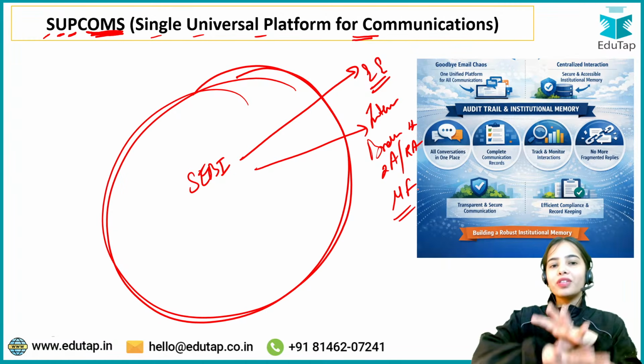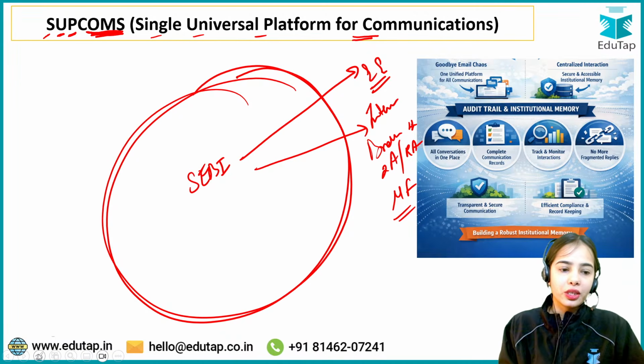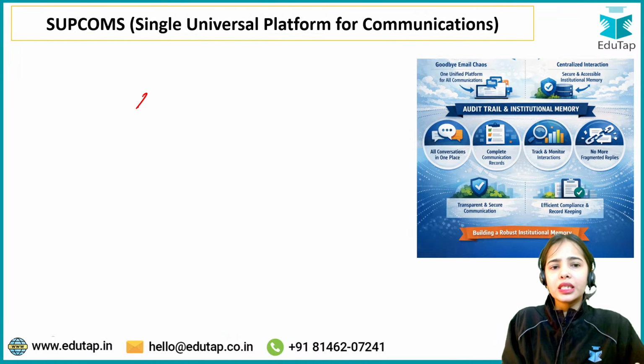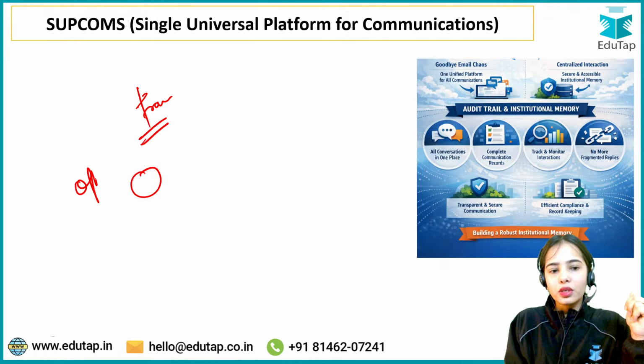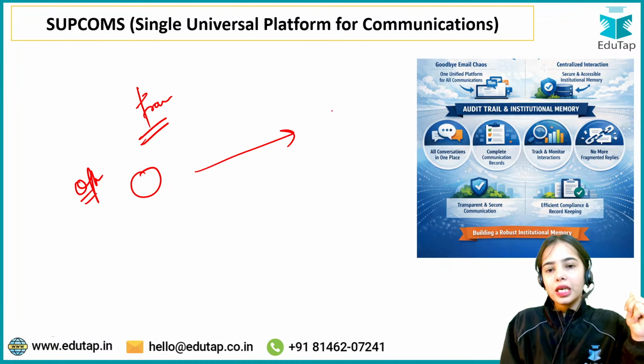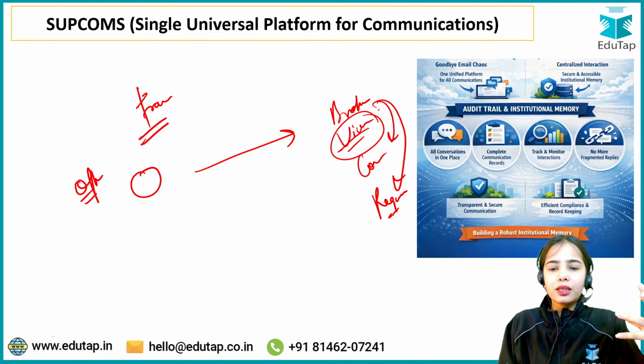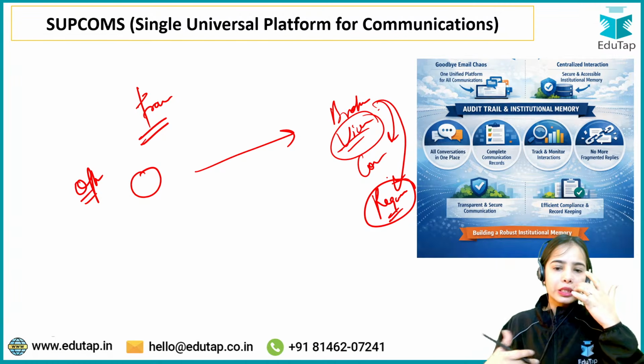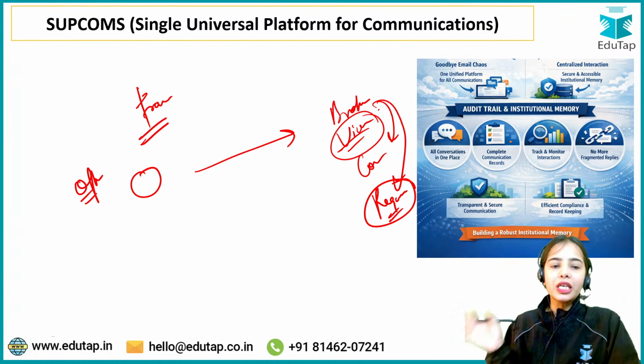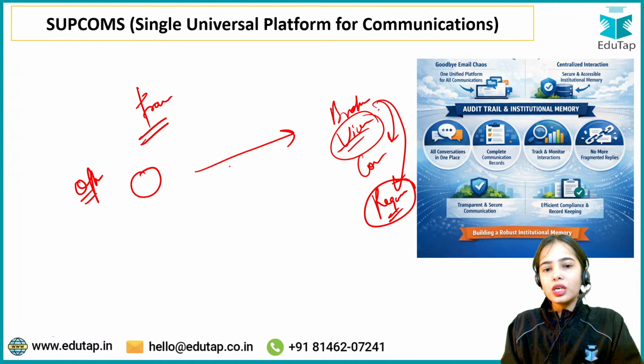So SEBI is going to have this single universal platform for communication, rather than having the fragmented trail mails. Because what happens right now is that one officer of SEBI is discussing something with the broker, that why they have violated such a rule and regulation, or there is some violation that has happened, or there is some complaint against the broker, or the broker has requested something. So there is a discussion going on in the trail mail.